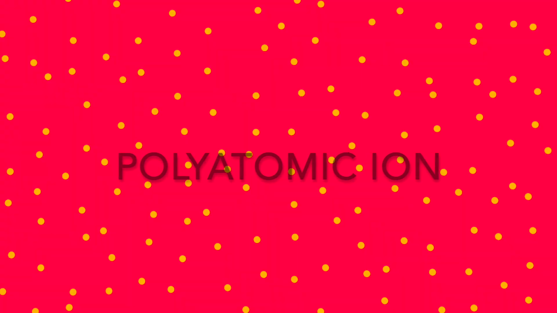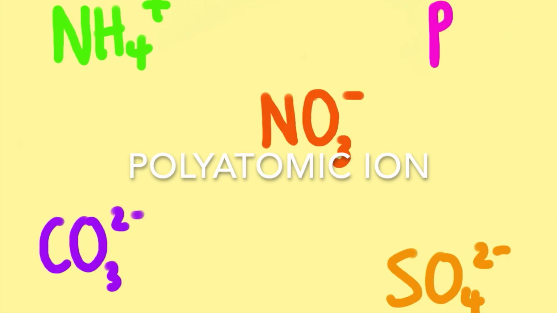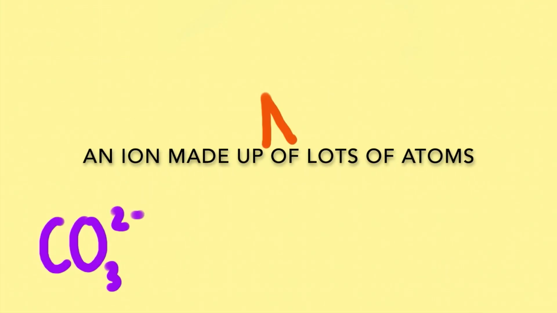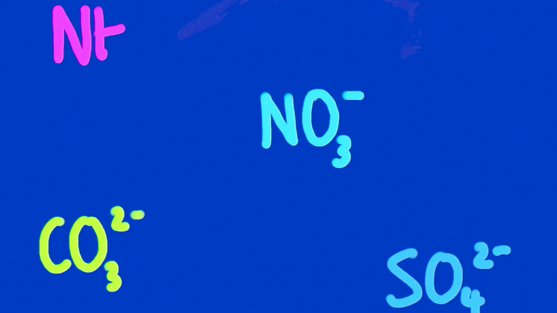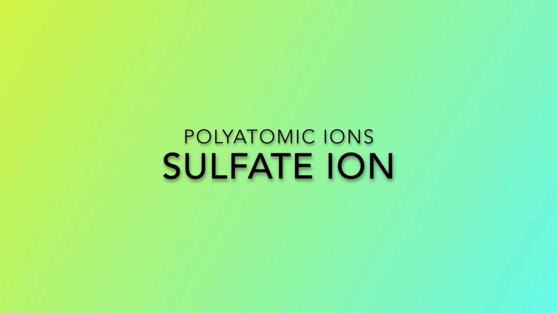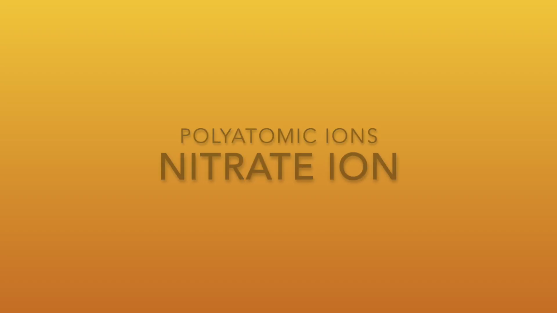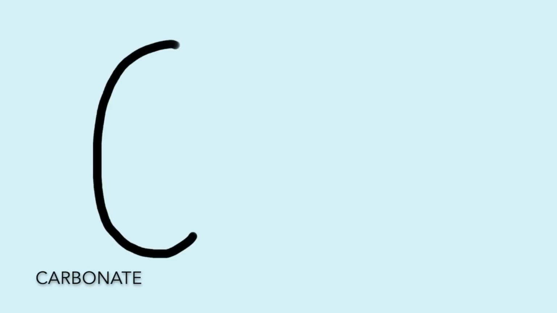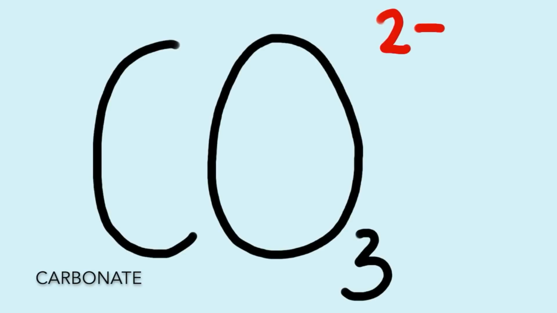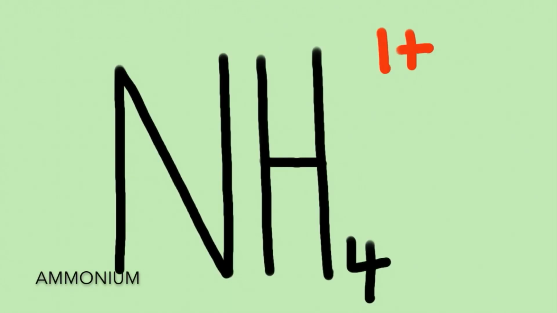Let's break down the word polyatomic. Poly meaning many, atomic meaning atoms, so a polyatomic ion is an ion made up of lots of atoms. At GCSE, there are a couple of polyatomic ions that you need to remember the formula and charge for. So the first one, sulfate, is SO4 2 minus. Nitrate is NO3 1 minus. Carbonate is CO3 2 minus. And ammonium is NH4 plus.